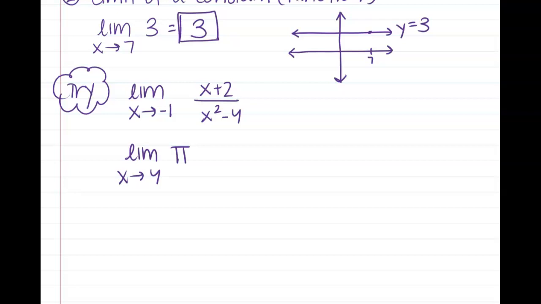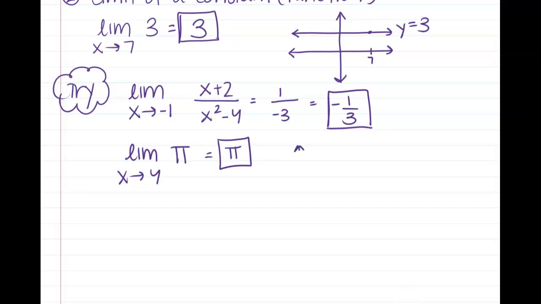So for the top one, if you plug in negative 1, you end up with negative 1 plus 2, which is 1, over negative 1 squared, which is 1 minus 4, which is negative 3, or negative 1/3. And the limit as x approaches 4 of pi is just pi. Because again, this is just technically like the line y equals pi. And as x approaches 4, or as x approaches anything, y is going to be pi.